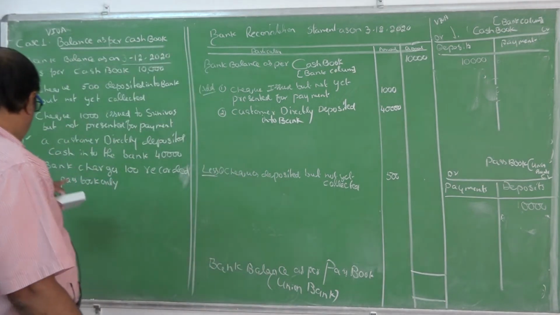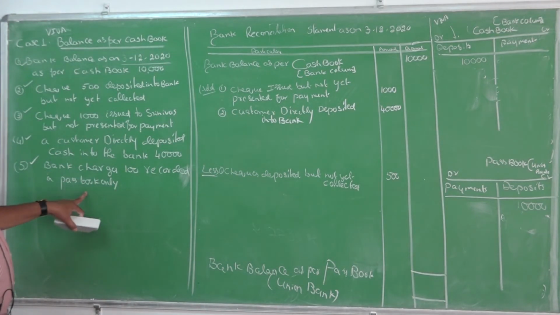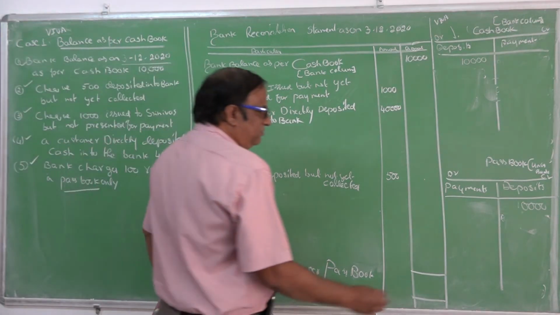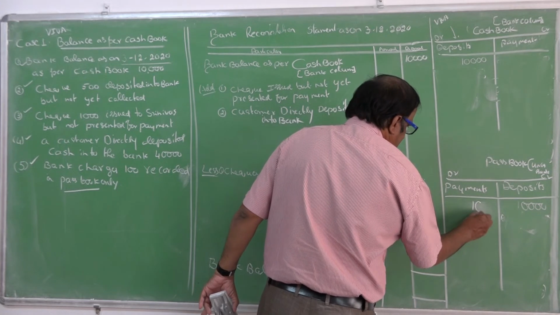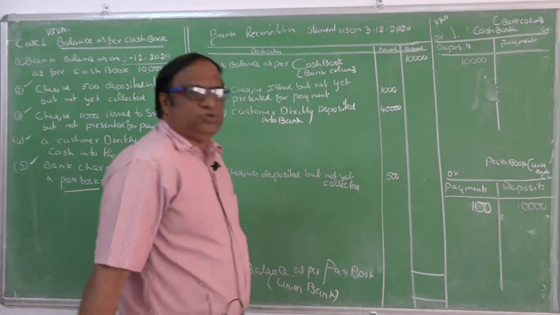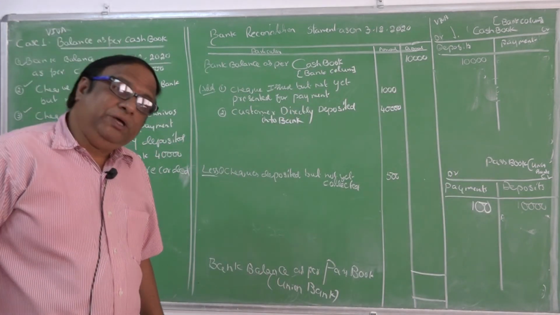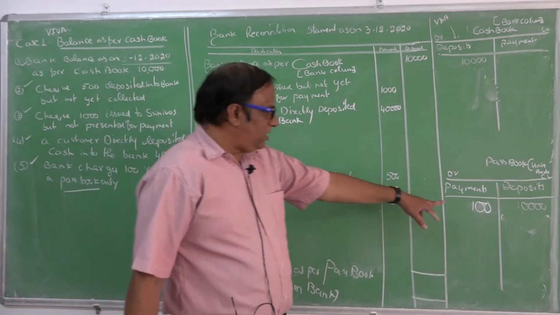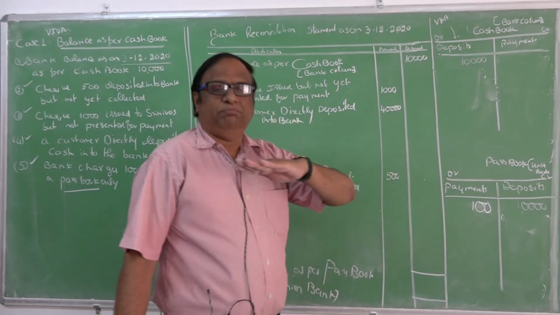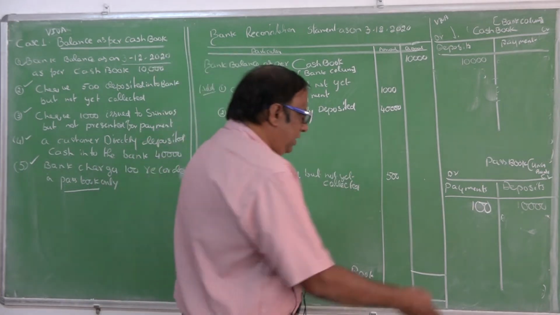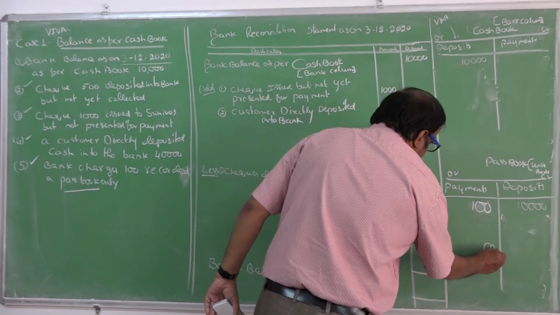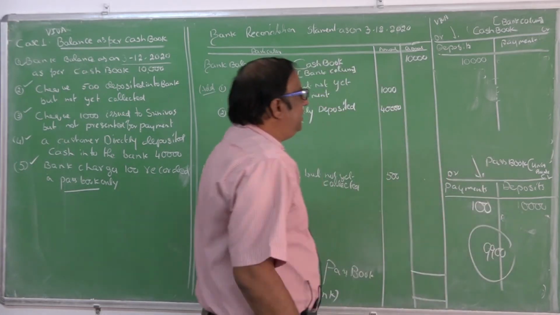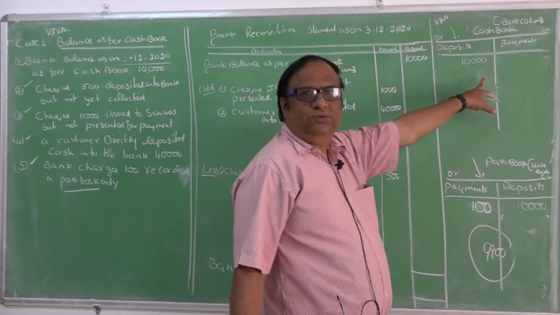Now what happened? Bank charges of 100 rupees recorded in the passbook only. So bank for services, ATM services, all the things, the bank has a 100 rupee charge. When the accountant sees the passbook, 100 rupees is reduced. So what is the balance here? 9,900. So passbook balance is 9,900, but cash book balance shows 10,000.